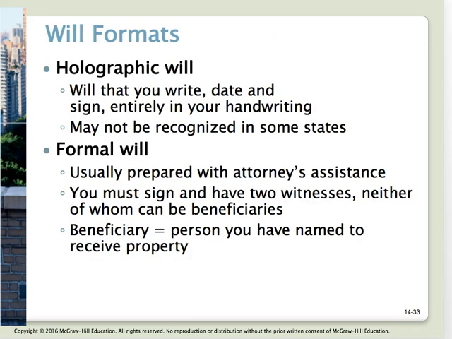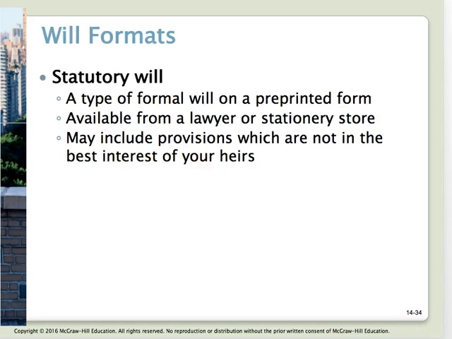Wills can be created in several different formats. The first is a holographic will, and this is simply handwritten. You can prepare this yourself by writing out your will. It does not need to be witnessed, but you need to be aware that some states do not recognize a holographic will. The next is a formal will, and is usually prepared by an attorney, and you will sign that in the presence of 2 witnesses. The third kind of format for a will is a statutory will.